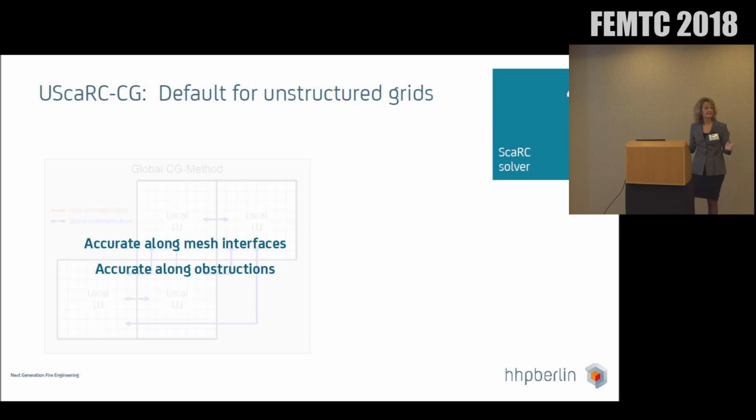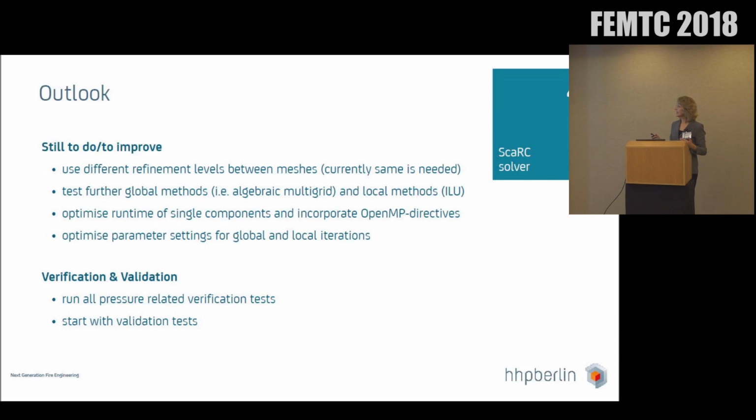So that's the current state. There are a couple of different versions, and I'm still working on optimizing those single components just to exchange, for example, the geometric multigrid, which I use currently, by an algebraic multigrid, because I have more freedom to choose the grid sizes there.